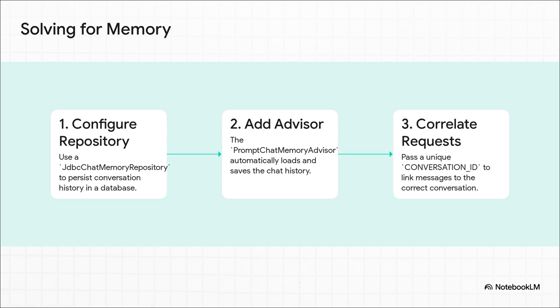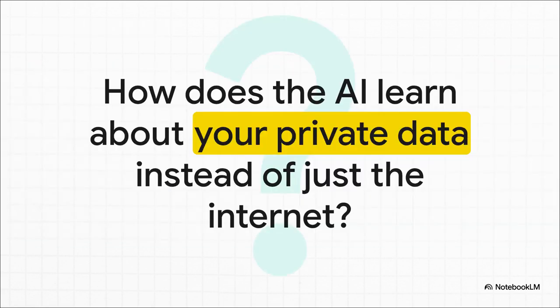Memory unlocked. Okay, next up, we face the trial of ignorance. Your AI model knows a ton about the public internet, right? But it knows absolutely nothing about your company's internal documents, your product specs, or any of your specific domain knowledge.